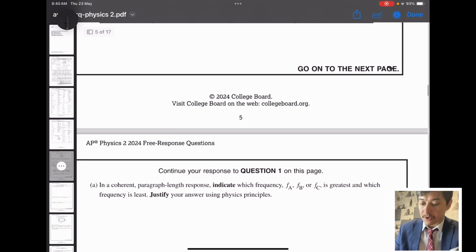Alright, here comes the first question. In a coherent paragraph length response, indicate which frequency, Fa, Fb, or Fc is greatest and which frequency is least. Justify your answer using physics principles.